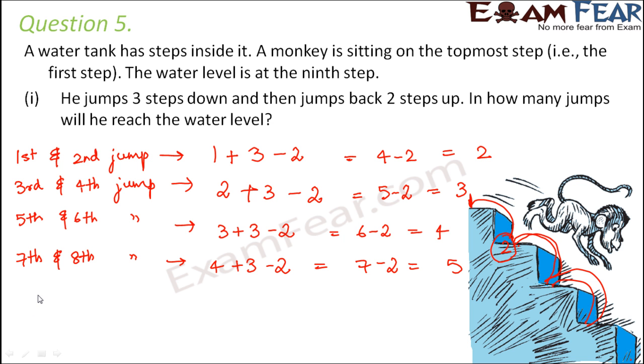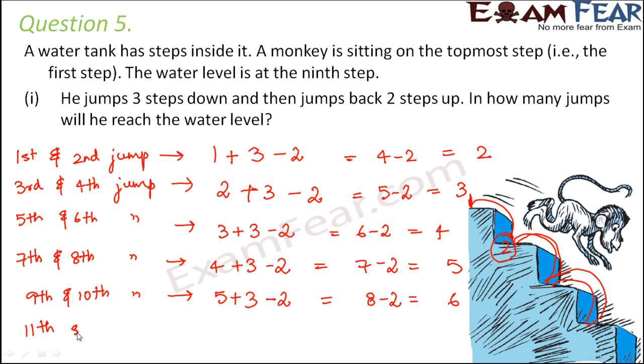Now what happens after the 9th and 10th jump? After the 9th jump, he would be at 5 plus 3, that is step number 8. But again, since he goes back 2 steps, this would be minus 2. So this would be 8 minus 2, which is 6.